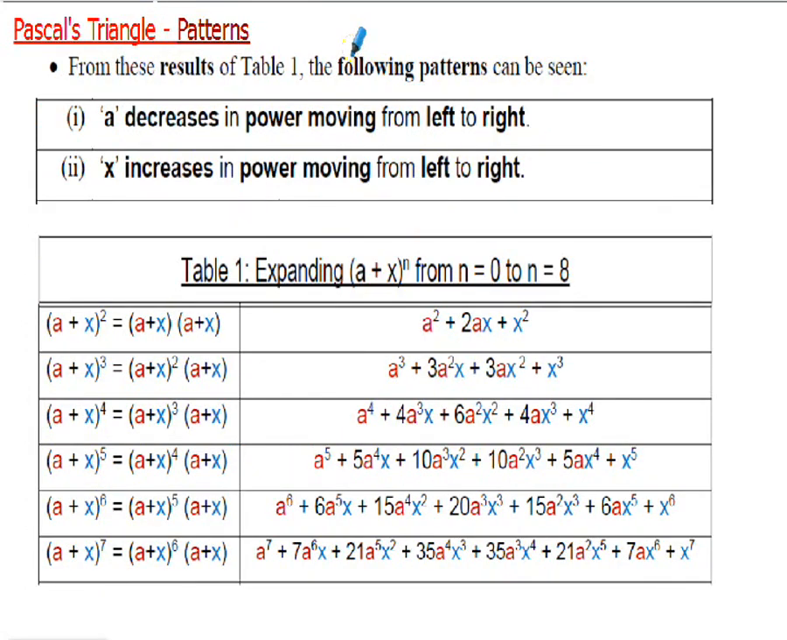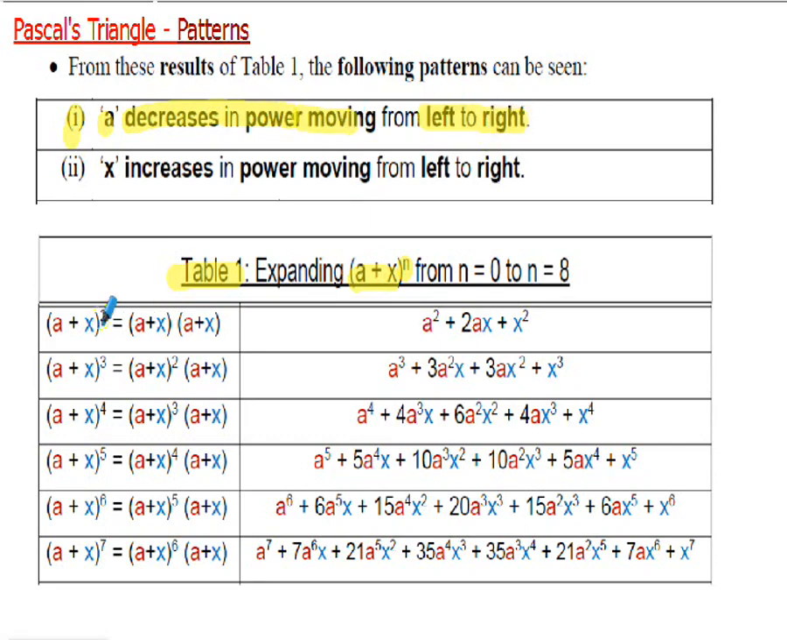Okay, what we're going to do now is look for patterns in the previous expansion of a plus x to the n. I've repeated some of table 1 here just for convenience, so we've got a few rows of the a plus x to the n from the previous slide. So the first pattern we notice is that a decreases in its power as we move from left to right.